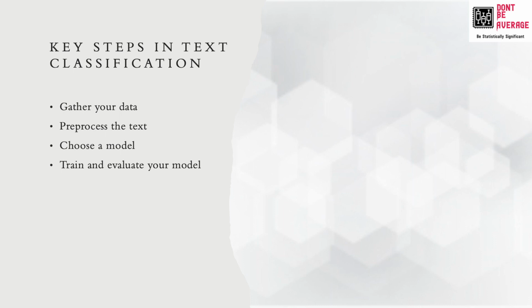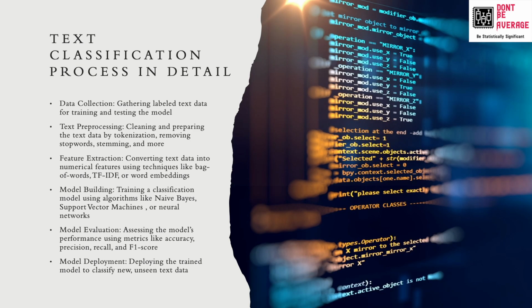So it's like teaching your computer, teaching your model to be really good at understanding and sorting the text. Now let's understand the process in detail with a little bit of technical terms. So the first step, like we said, is data collection. You have to gather labeled text data for training and testing the model.